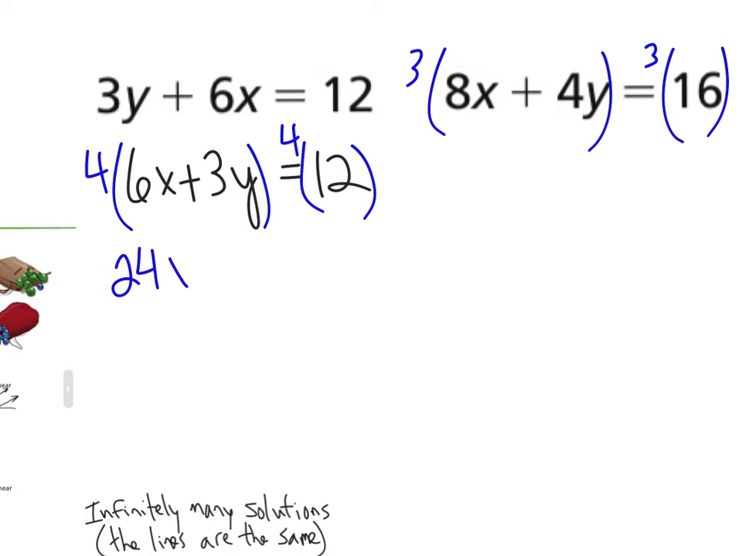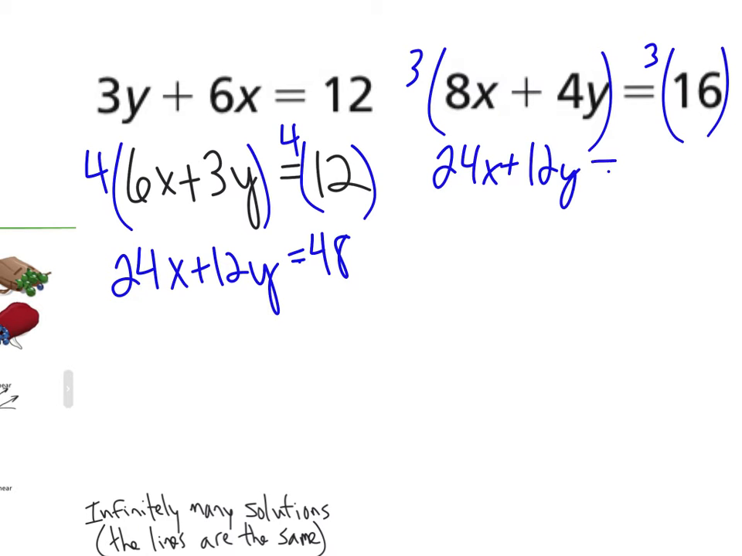And if we do that, we're going to have 24x plus 12y equals 48. And then this one will have 24x plus 12y equals 48. I didn't really know for sure that those were going to come out the same, but I knew by how I was doing that, I knew I was going to get a 12y on both of them. So I knew that part was going to be the same.